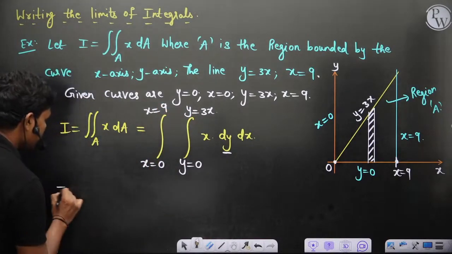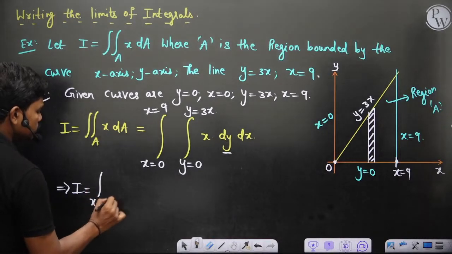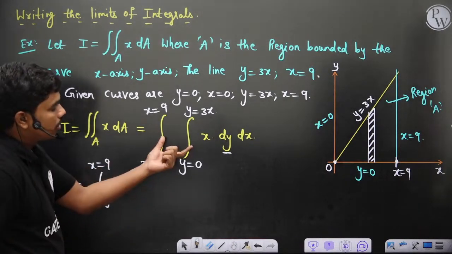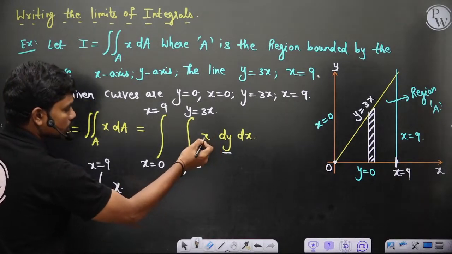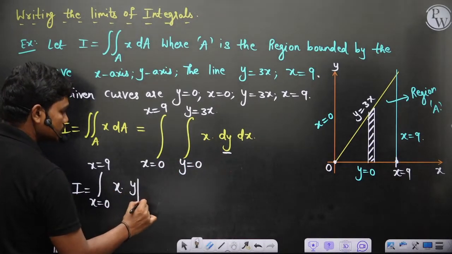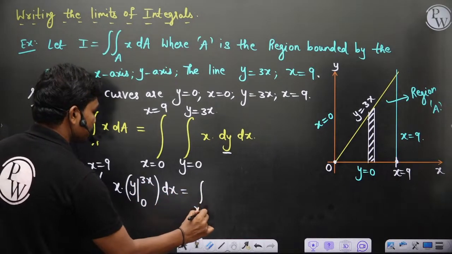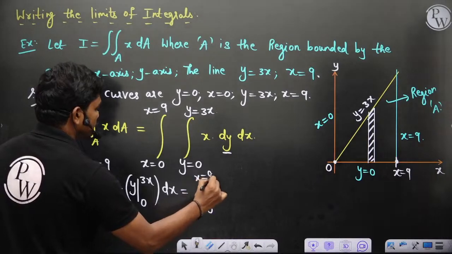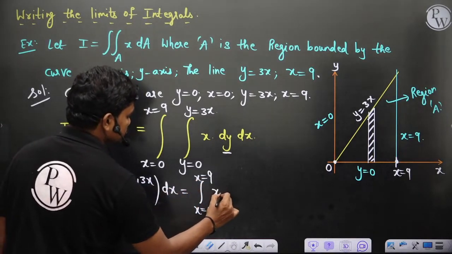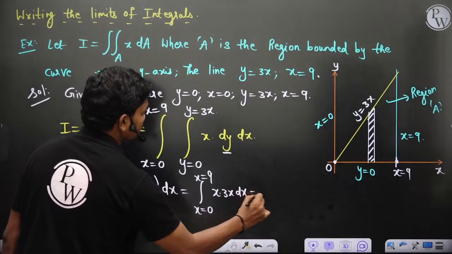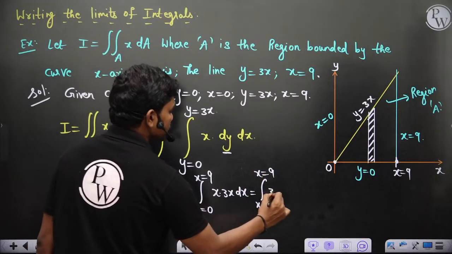Let's integrate. I is equal to the integral from x equal to 0 to x equal to 9. If you integrate this, since x is a constant times 1, it's like a constant, so constant times y, and y is going from 0 to 3x, times dx. If you substitute, 3x minus 0 is 3x, so x times 3x dx. So it's the integral from x equal to 0 to x equal to 9 of 3x squared dx.